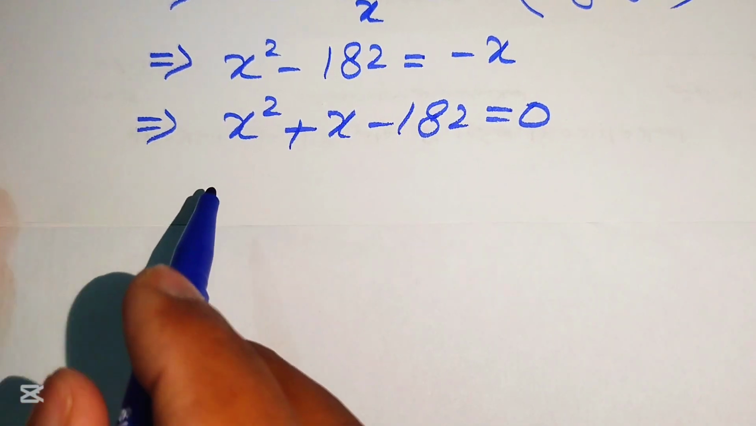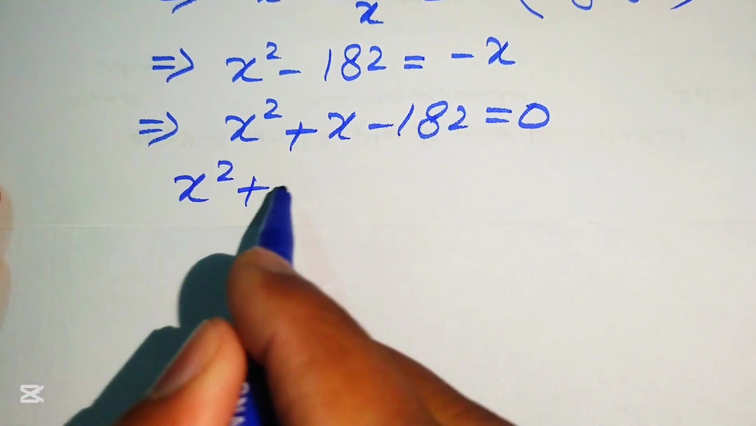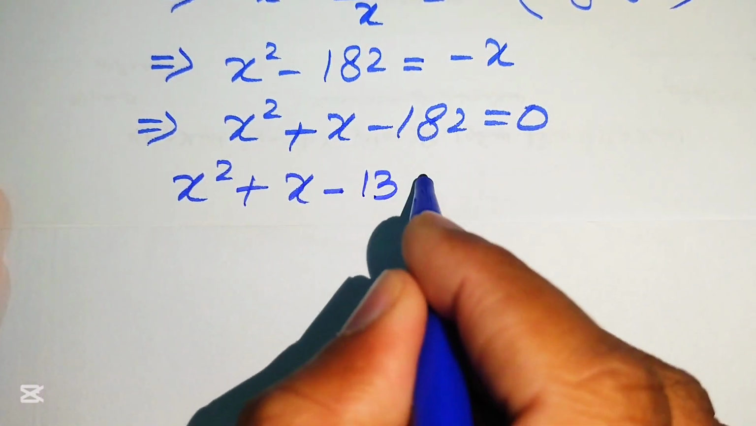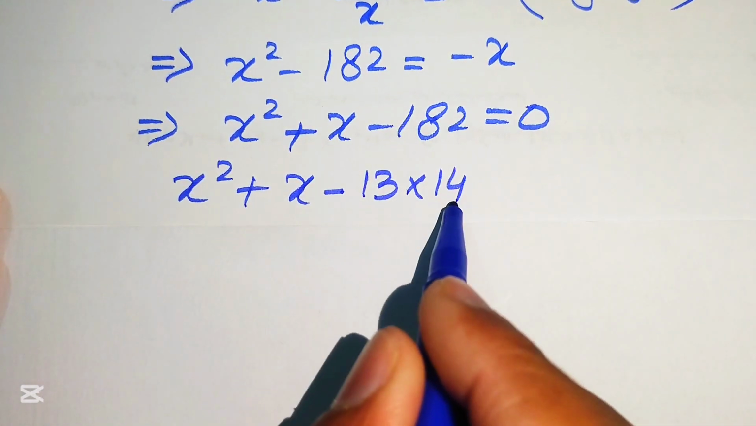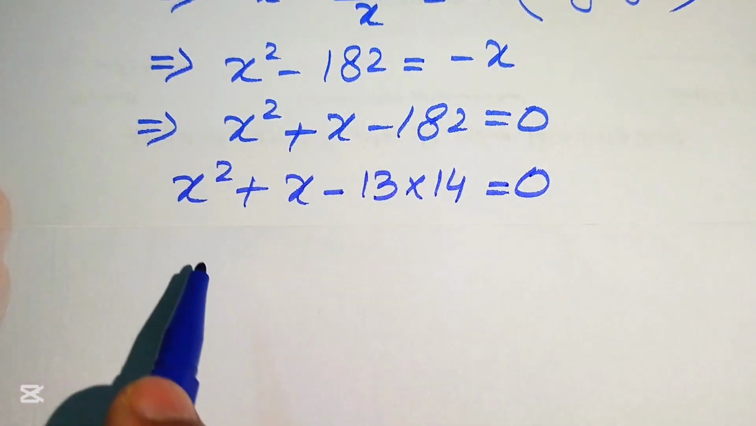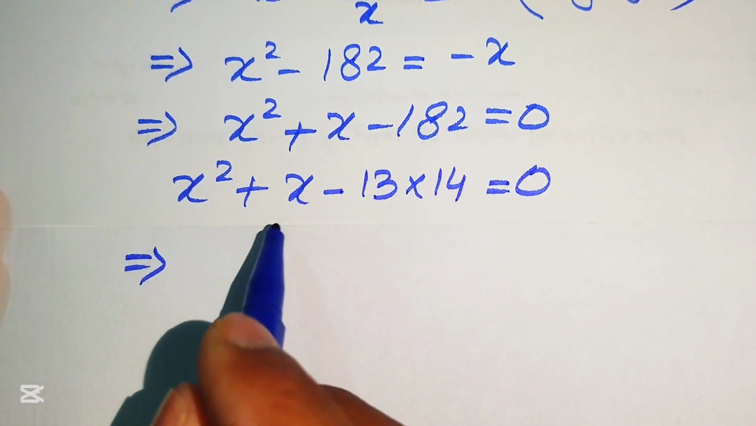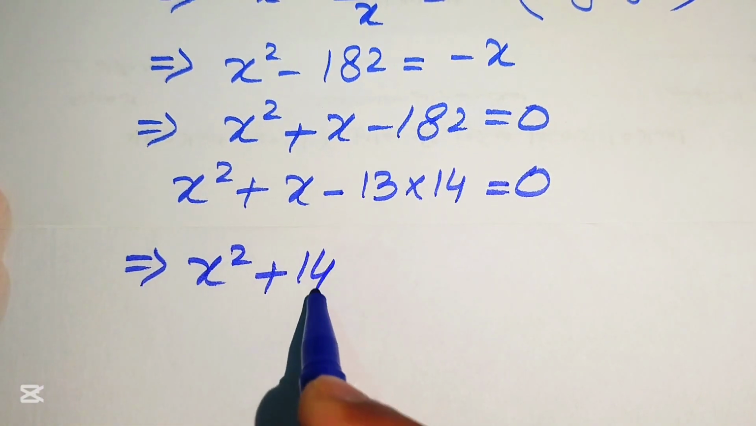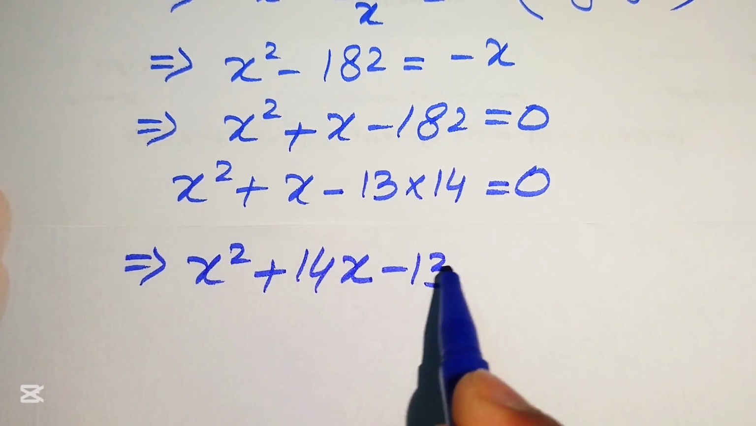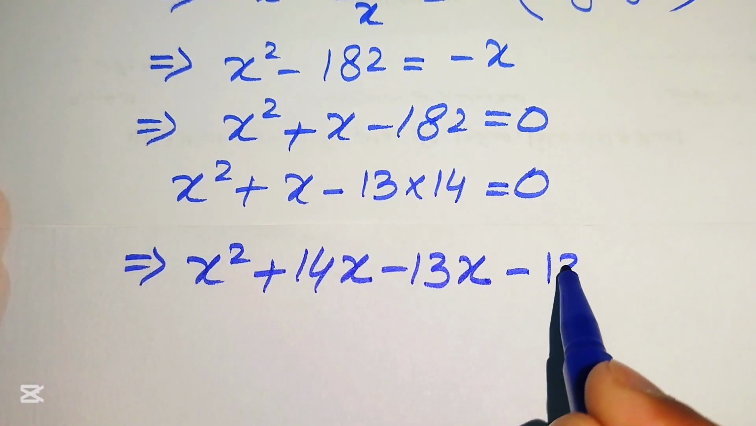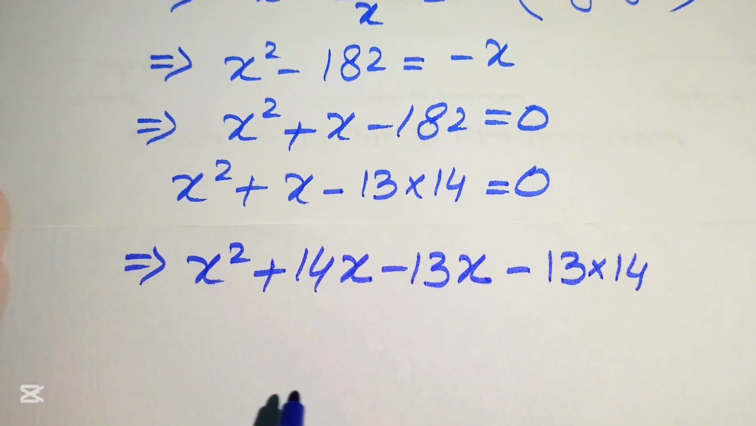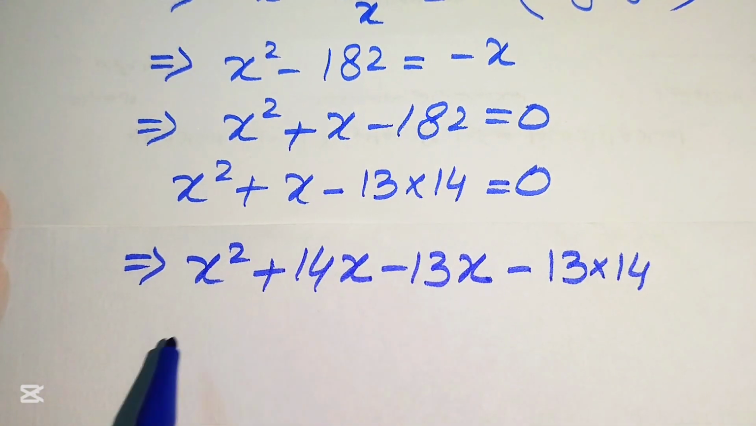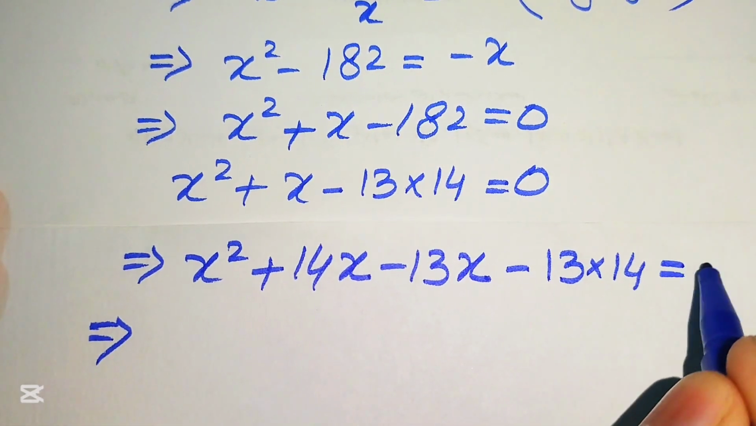So now we rewrite this equation in this form: x square plus x minus 182, where we know that 182 equals 13 times 14. When you multiply 13 times 14, you will get 182. And now we need to break the middle term in order to find the value of x. So we write it as x square plus 14x minus 13x minus 13 multiplied by 14. Okay, so here we break this x and write it as 14 minus 13. So now this is equal to 0.